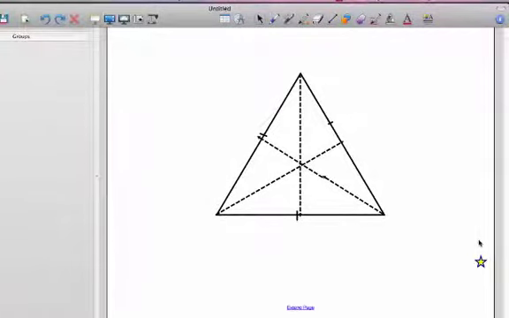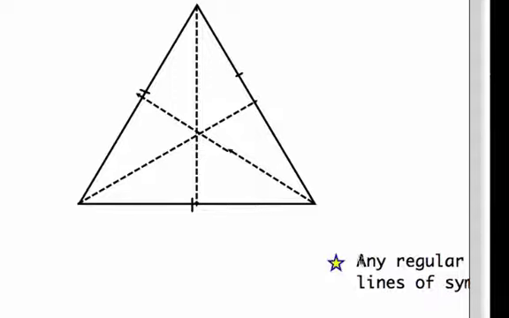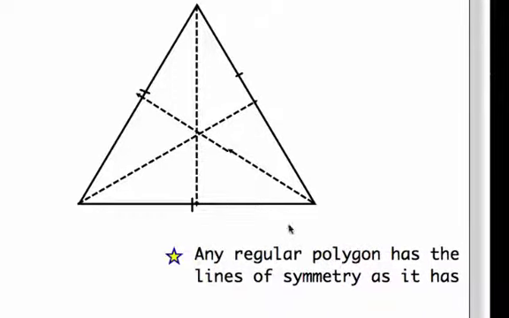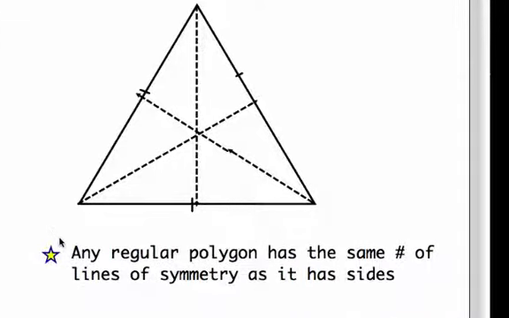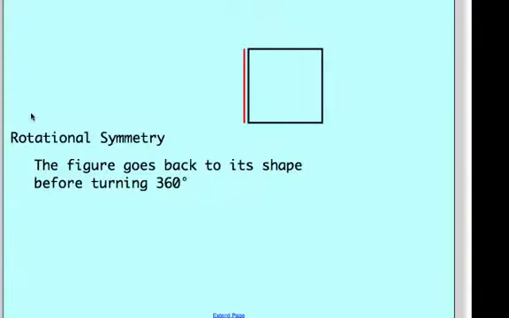And so saying that our regular quadrilateral, which is a square, and our regular triangle had four and three lines of symmetry respectively, we can come up with a little rule here, and you could test it for a pentagon, a hexagon, etc. But any regular polygon has the same number of lines of symmetry as it has sides. So the equilateral triangle had three lines of symmetry, the square would have four, a regular pentagon would have five, and so on.